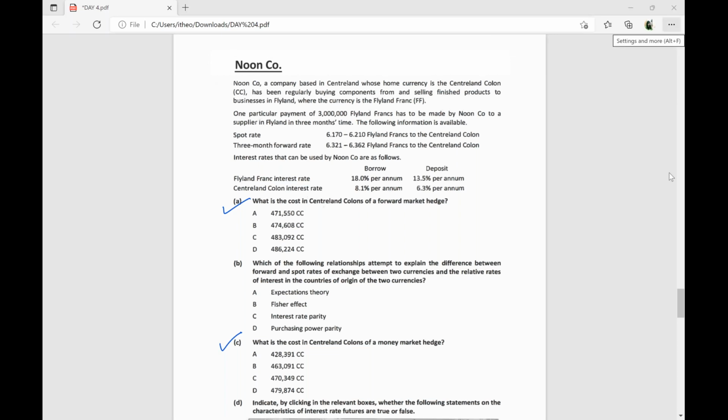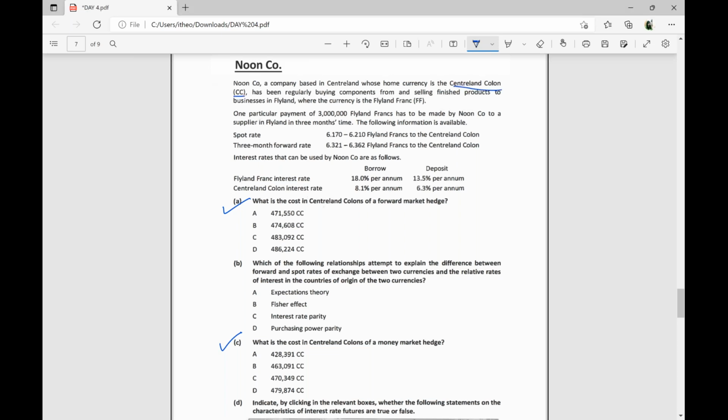Please pay attention. Noon Company is based in Centerland, whose home currency is the Centerland colon, CC. It has been regularly buying components from and selling finished products to businesses in Flyland, where the currency is the Flyland franc, FF. One particular payment of 3 million FF has to be made by Noon Company to a supplier in Flyland in 3 months. Now this is a payment. The previous question was of receipts.